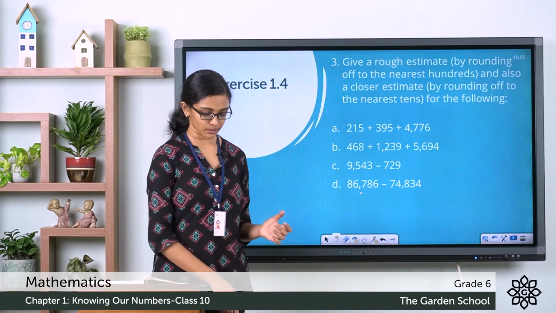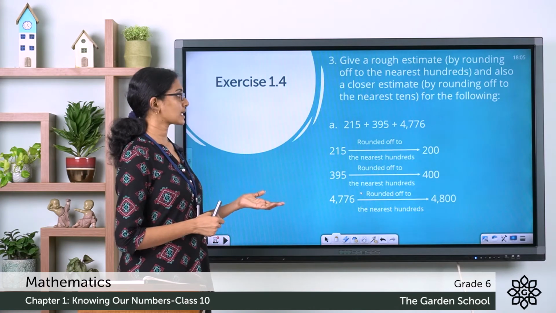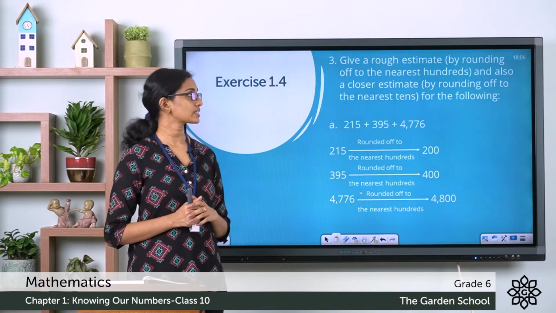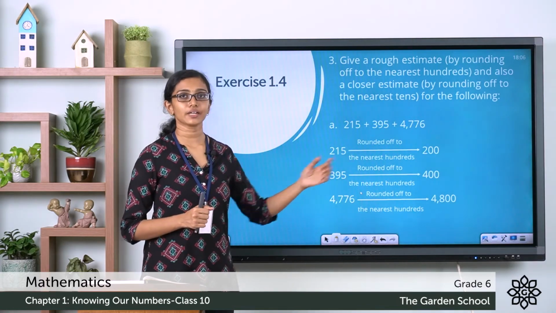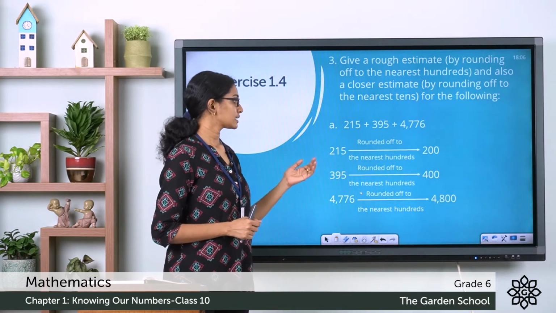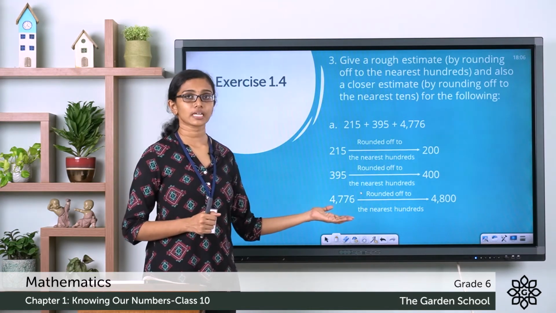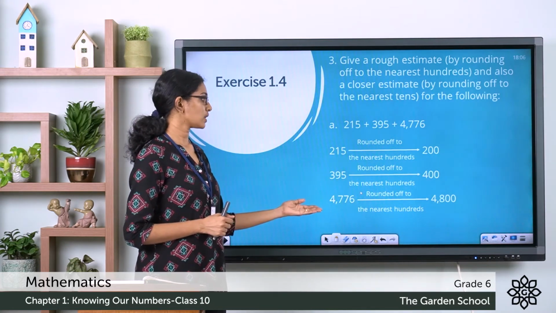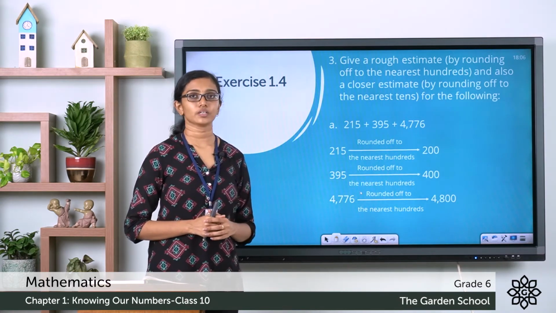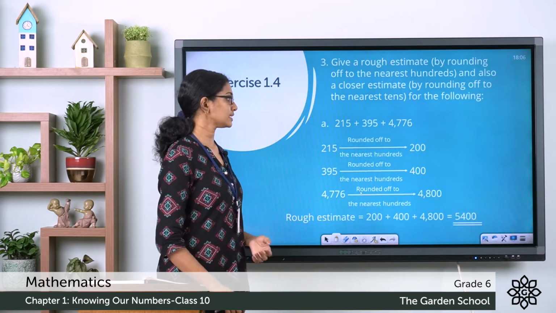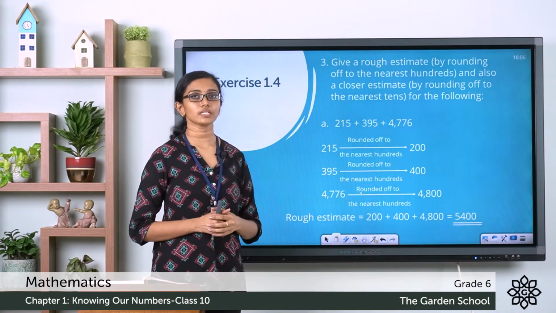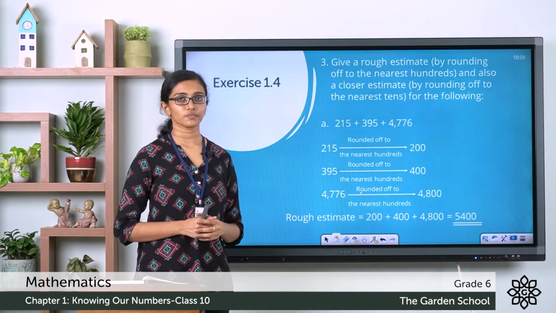Let's take the example of the first question. 215 plus 395 plus 4776. Let's first calculate the rough estimate, that is by rounding off to the nearest hundreds. So, 215 rounded off to the nearest hundreds give you 200, 395 rounded off to the nearest hundreds give you 400 and 4776 rounded off to the nearest hundreds give you 4800. So, what is the estimated sum in this case? The rough estimate is equal to 200 plus 400 plus 4800, which is equal to 5400.